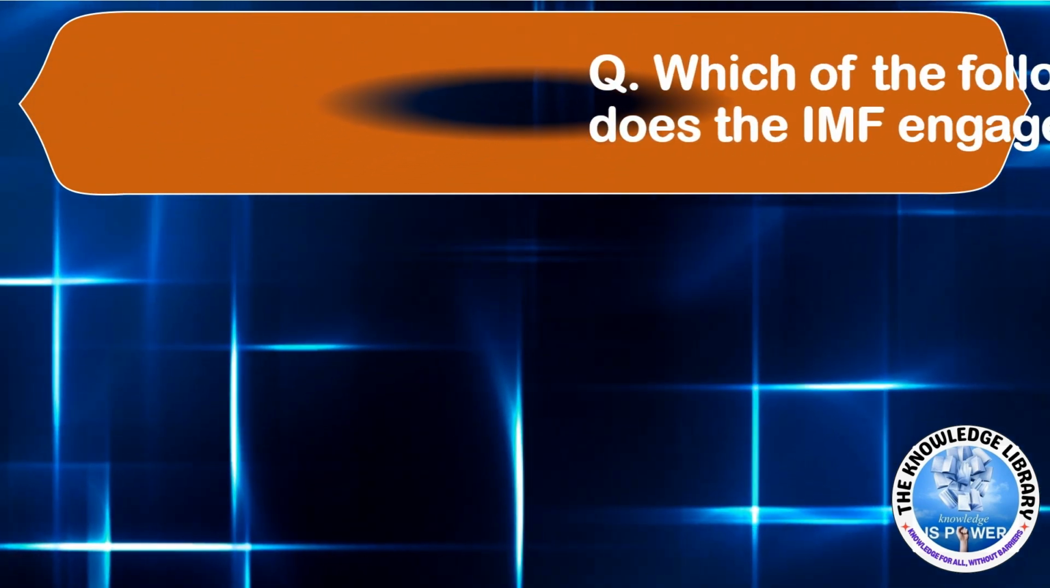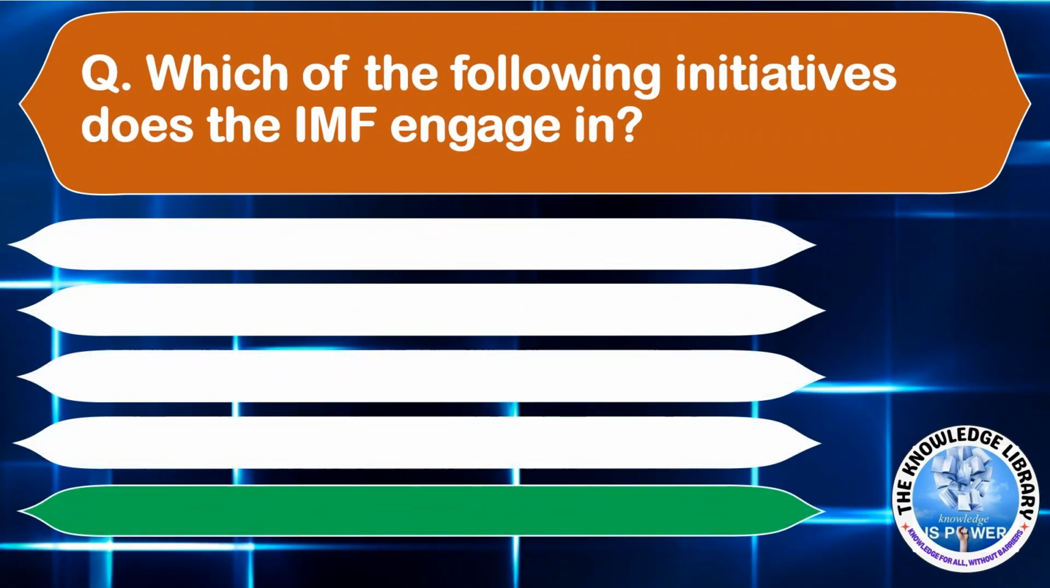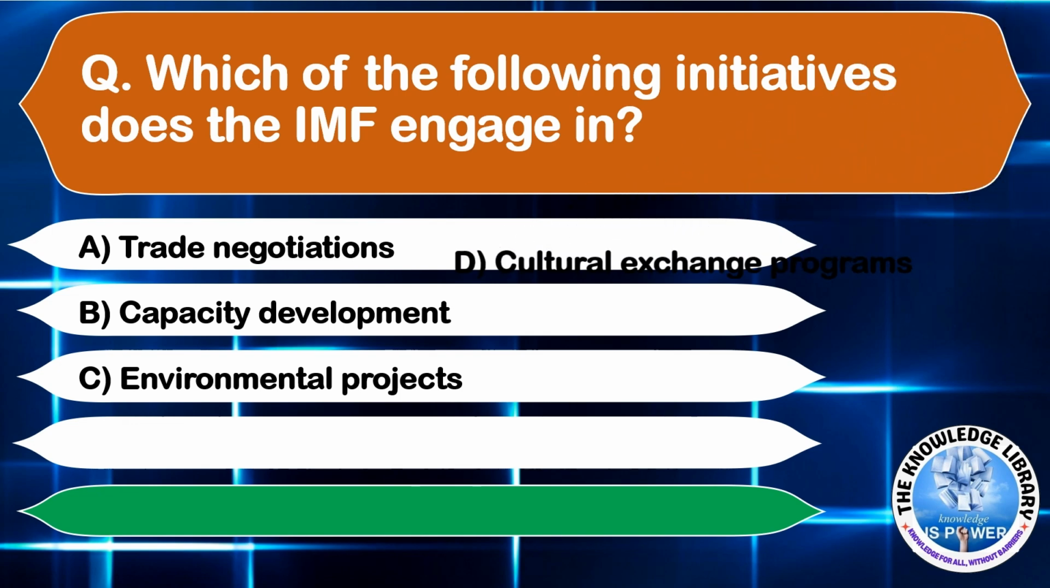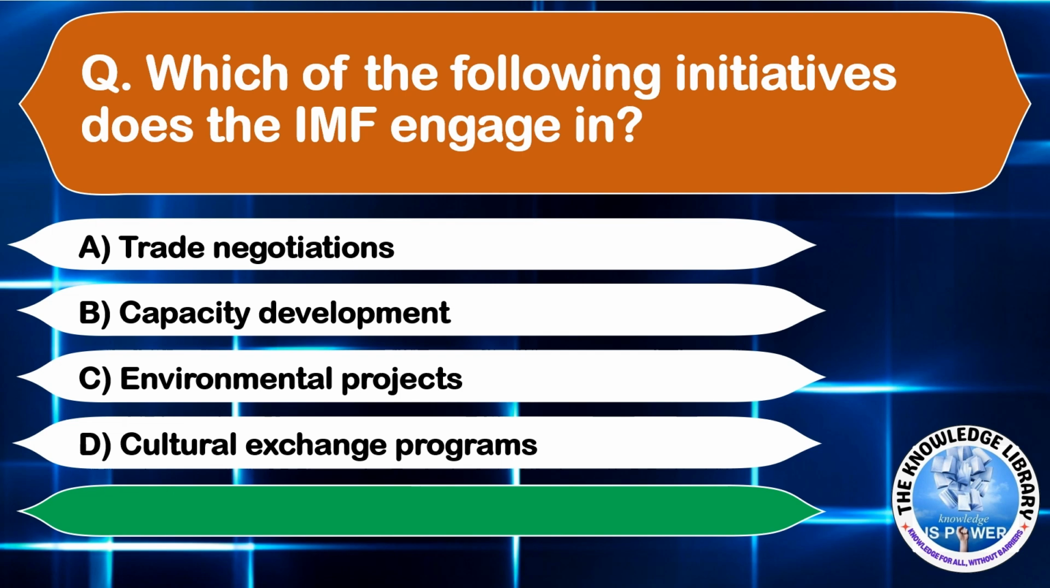Next question is, which of the following initiatives does the IMF engage in? Option A, trade negotiations, option B, capacity development, option C, environmental projects, option D, cultural exchange programs. Answer is option B, capacity development.